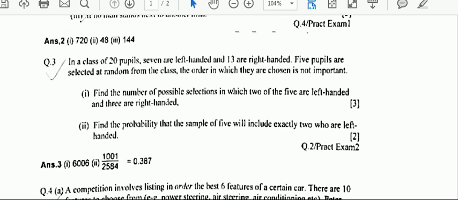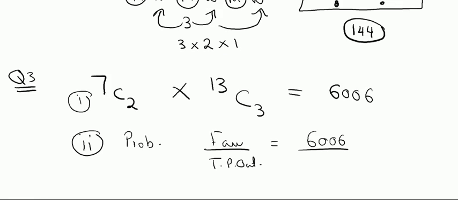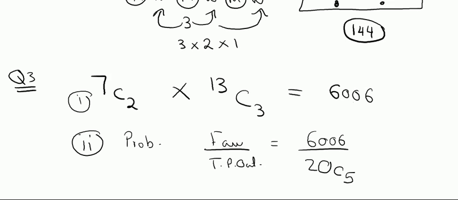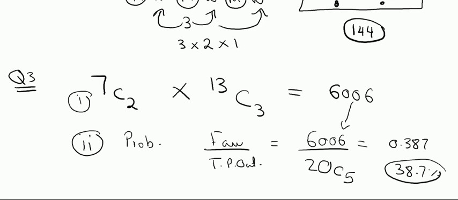Now if you have to select a sample of 5 from 20 people, the total possibilities will be 20C5. The sample of 5 will include exactly 2 who are left-handed. If 2 are left-handed, the other 3 would be right-handed, which means this. And this will be equal to 0.387 or 38.7%.